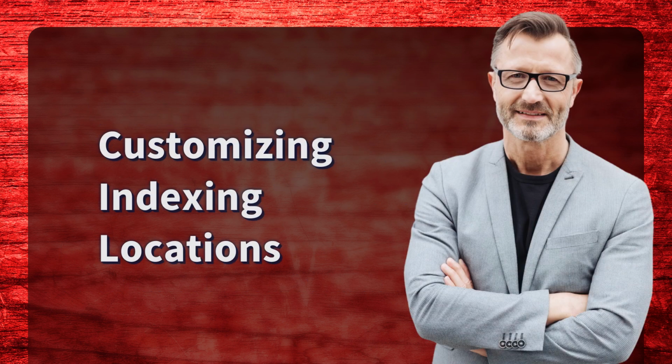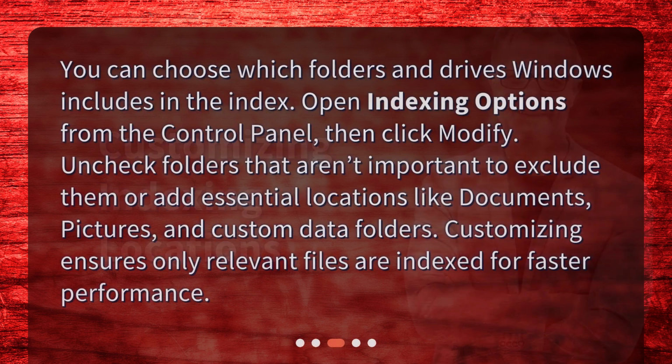Customizing indexing locations. You can choose which folders and drives Windows includes in the index. Open indexing options from the control panel, then click Modify. Uncheck folders that aren't important to exclude them, or add essential locations like Documents, Pictures, and Custom Data folders. Customizing ensures only relevant files are indexed for faster performance.